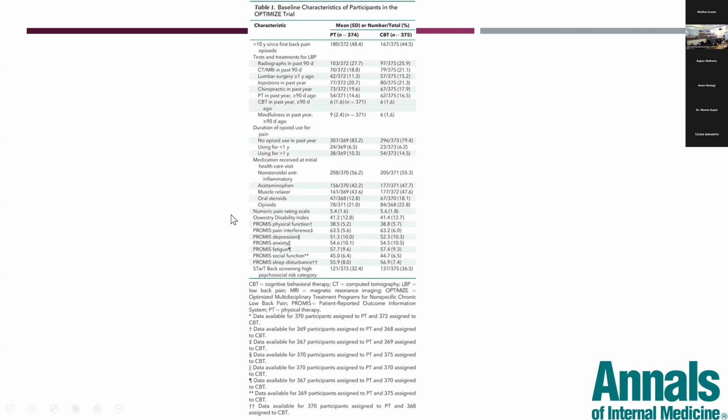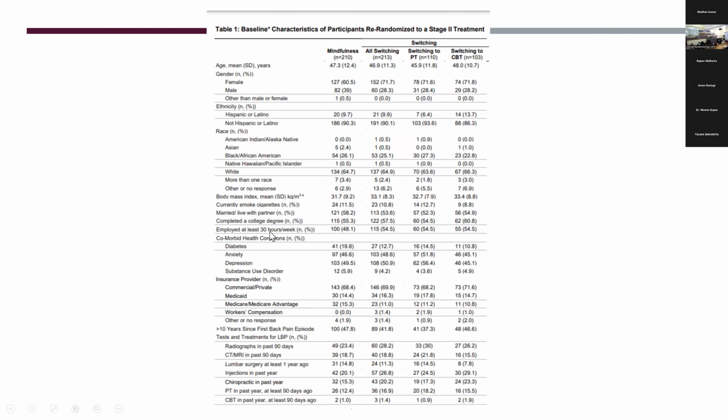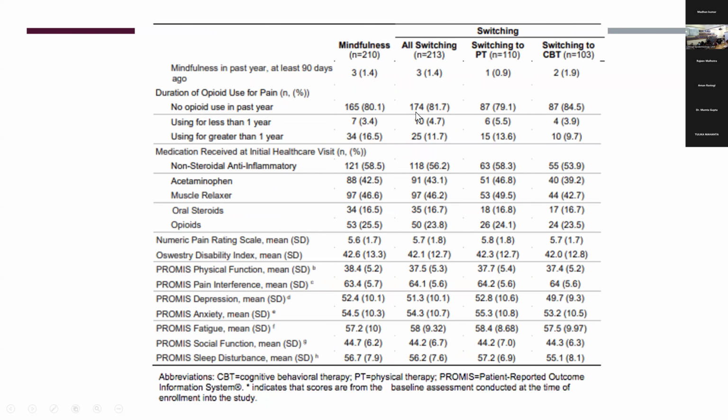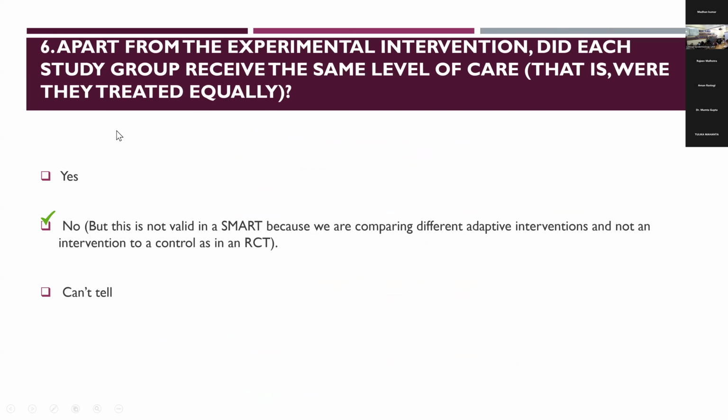This is a continuation of the baseline characteristics, again well matched, the second half of the same table, and they have reported in their supplementary baseline characteristics for the second stage also. So we would be looking at columns 1, 3 and 4, again all well matched. So I would say randomization worked here.